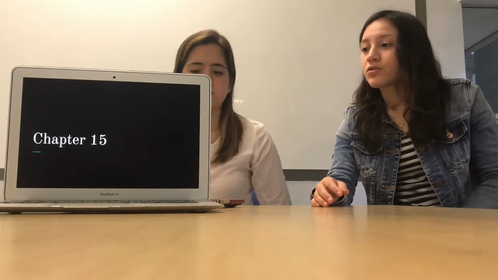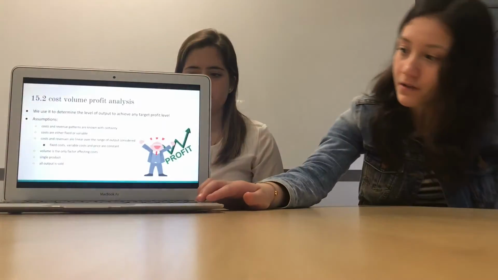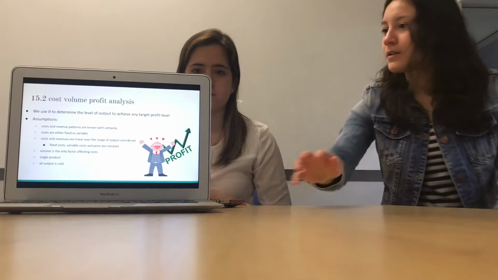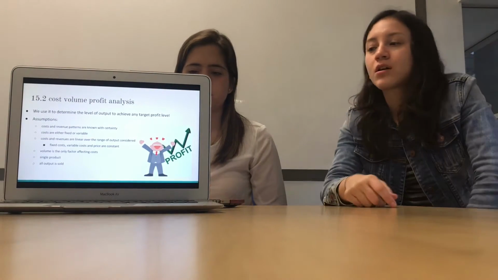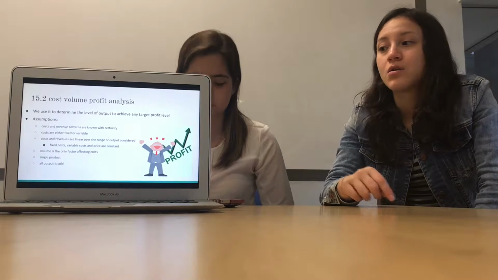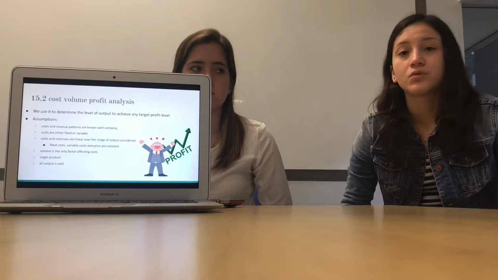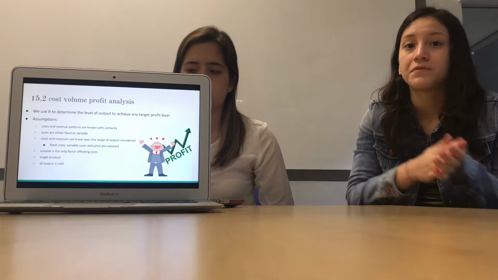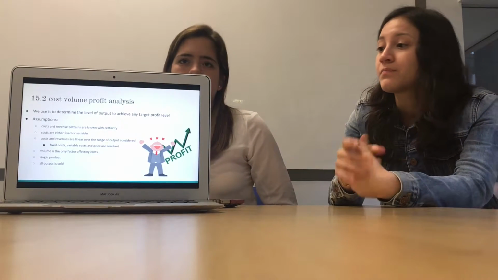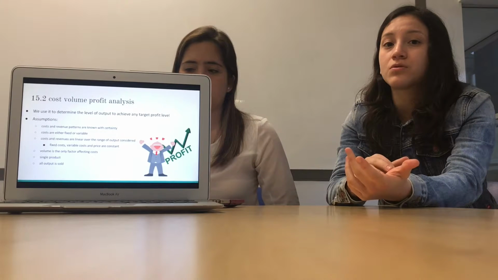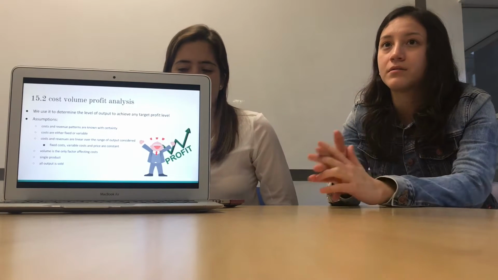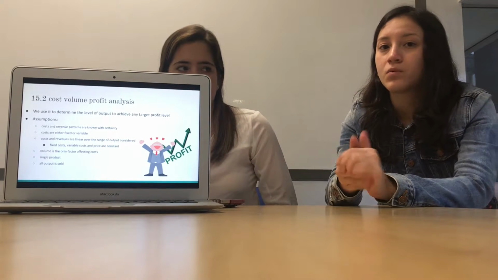Now, finally, we're going to talk about chapter 15 of the subject guide, which basically talks about the cost volume profit analysis, or CVP analysis, and it is used to determine the level of output to achieve any level of target profit that the business intends to achieve. But it's based on some assumptions, some of which are a bit unrealistic, but we're going to talk about it a few moments later.